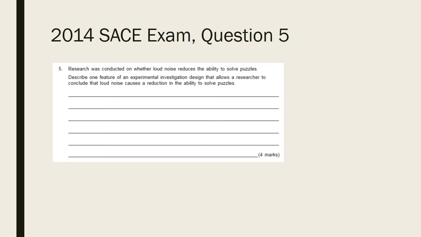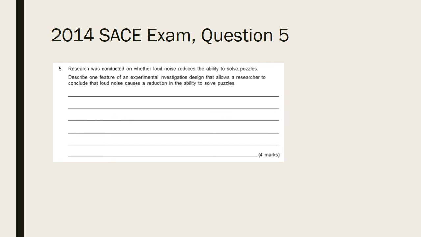Probably the easiest features to describe here would be the deliberate manipulation of the independent variable or the presence of a control group. This would involve describing a fairly similar scenario, it's just the feature that you're defining in the context of that scenario would be slightly different. In other words, you could say, well, the researcher would have two groups. One group would be exposed to a loud noise. The other group would not be exposed to a loud noise.